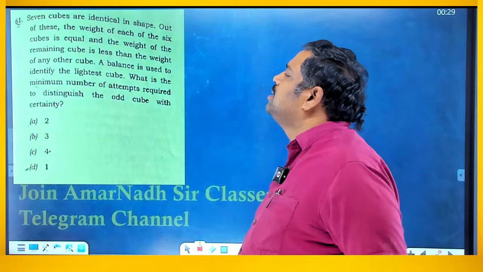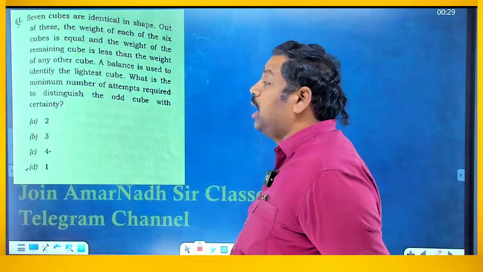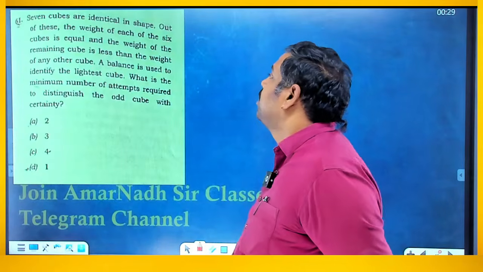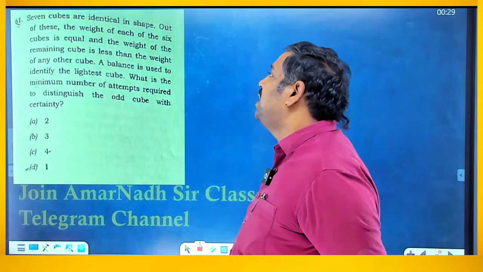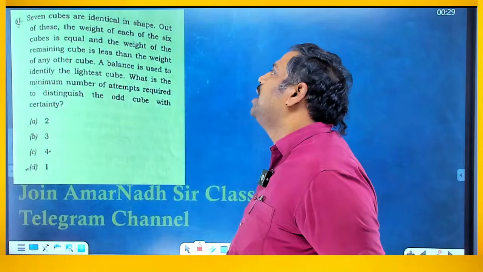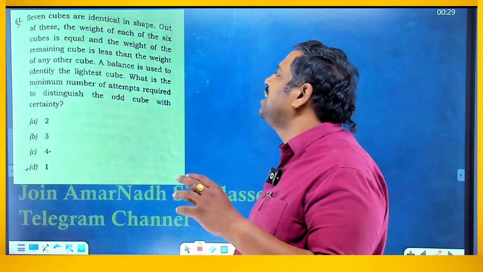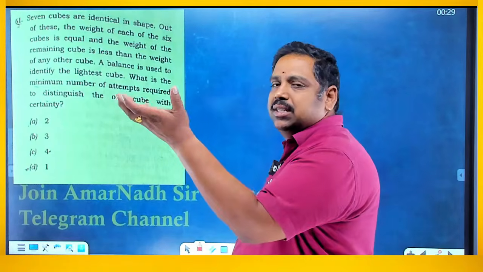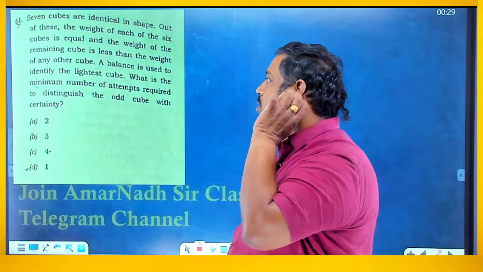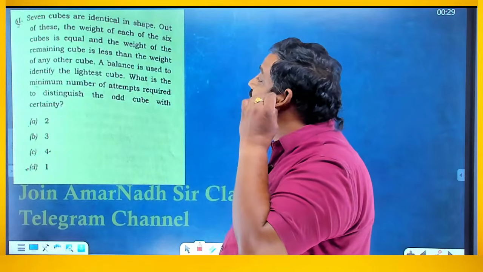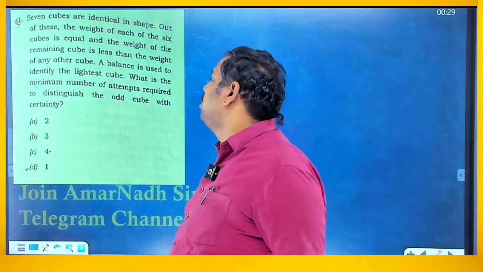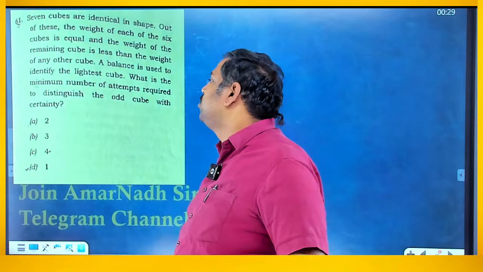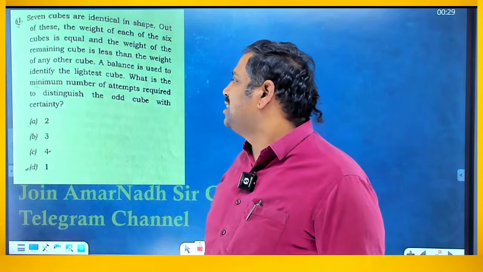Okay. 7 cubes are identical in shape. Out of these, the weight of each of the 6 cubes is equal and the weight of the remaining cube is less than the weight of any other cube. Out of these 7, one is less in weight. A balance is used to identify the lightest cube. What is the minimum number of attempts required to distinguish the odd cube with certainty?